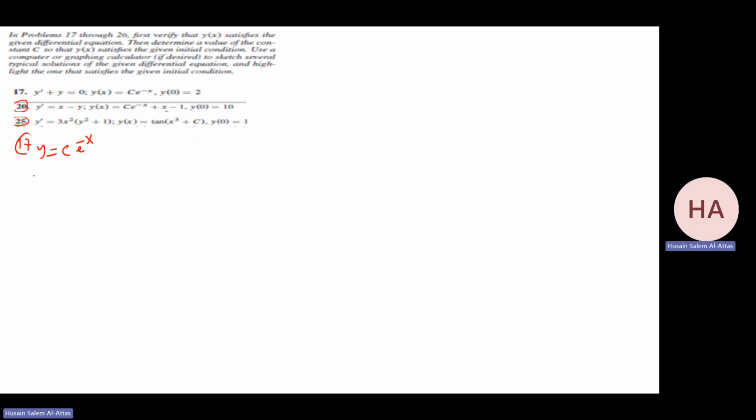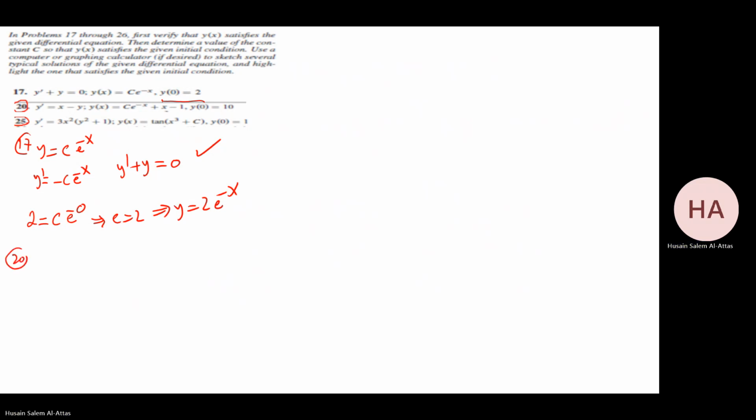All of them are y prime, so inshallah it's not that difficult. Verify the solution. y prime plus y, very clearly is equal to 0. So it's a solution. I'm using this, so I have 2 equals c times e to the minus 0. So c equal 2. So my solution is 2 e to the minus x. That was my solution.